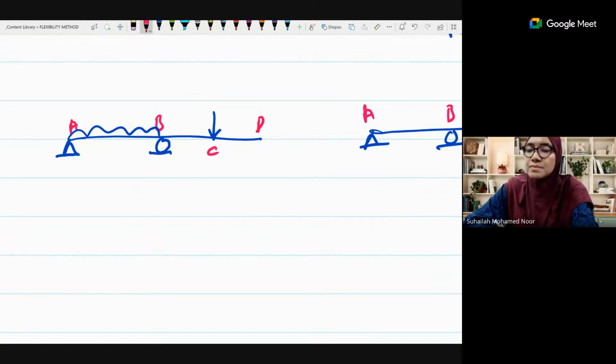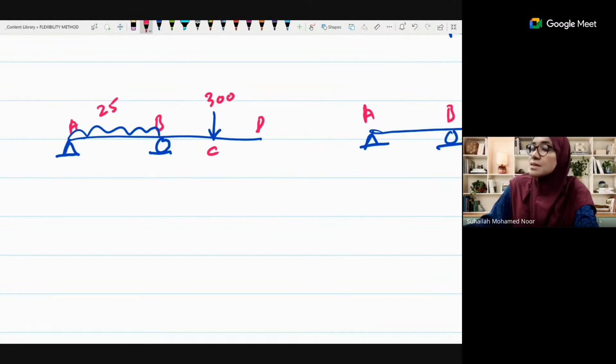So sini C. Okay, so yang ni 300 tadi and 25 kN per meter, right? Okay, primary beam is a determinate beam subjected to all external loading. All external loading remain. So dia macam real system. Okay, so this is primary beam. Okay, now it is determinate beam and stable, remain external loading.